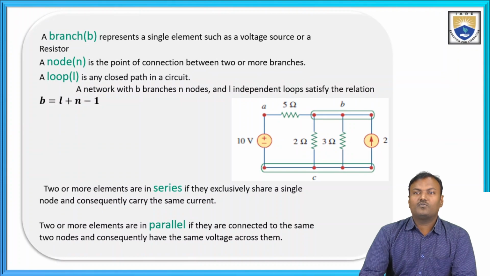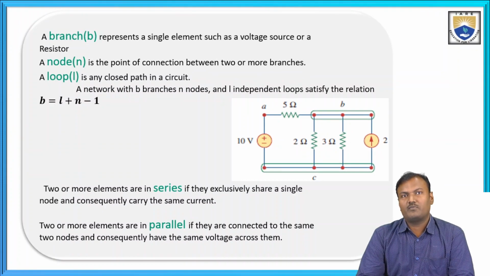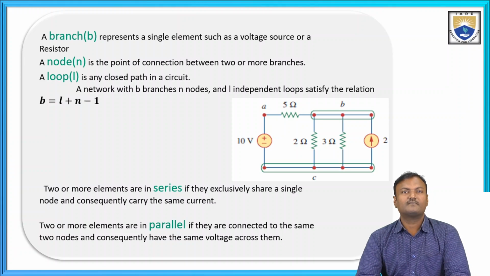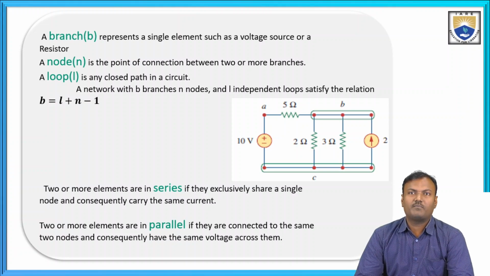So we need to recollect these parameters also: what is meant by a branch, what is a node, and what is a loop. A branch represents a single element that may be either an active or passive element, a resistor, voltage source or current source, any one. And a node is the point of interconnection between two branches.